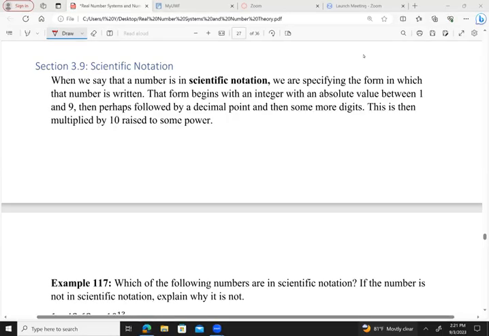Okay, today we're going to look at section 3.9, scientific notation. When we say that a number is in scientific notation, we are specifying the form in which that number is written. That form begins with an integer with an absolute value between 1 and 9, then perhaps followed by a decimal point and then some more digits. This is then multiplied by 10 raised to some power.